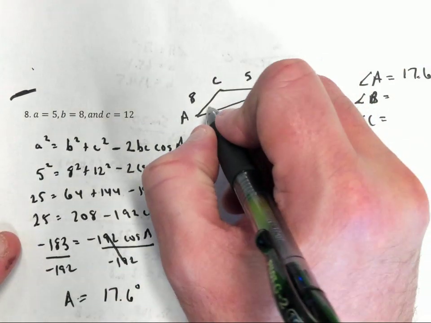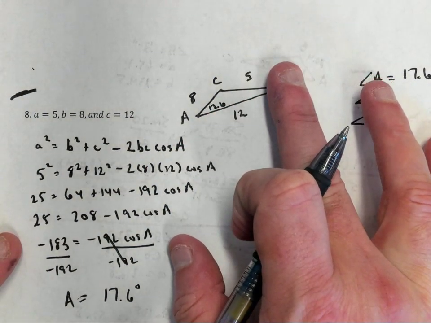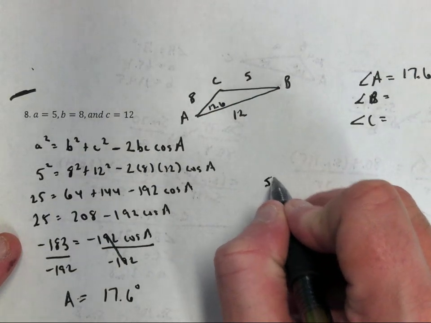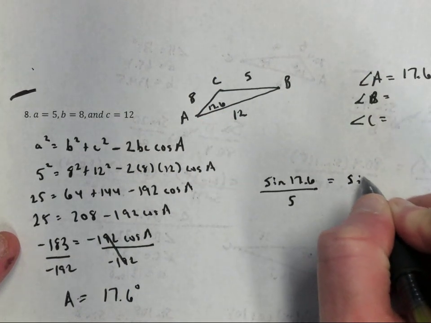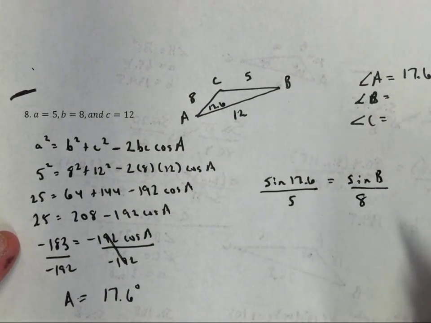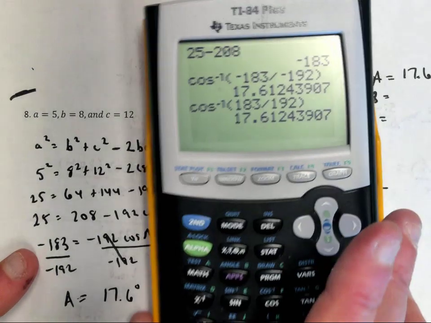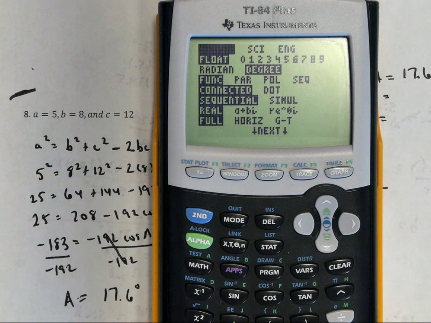Now that I know this is 17.6 degrees, I know an angle and I know a side across from it. Can I set my law of sines up? Yes. So I'm going to use sine of 17.6 over 5 equals sine of B over 8. Guys, I want to make sure you look at your mode on your calculator right now to make sure it's in degree. Make sure it's in degree.